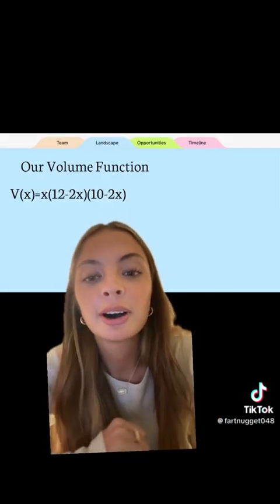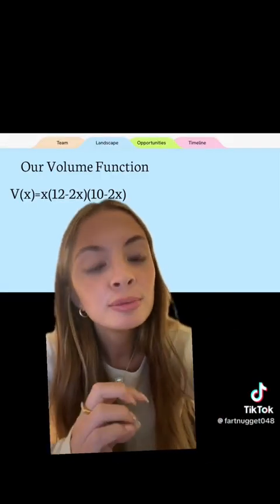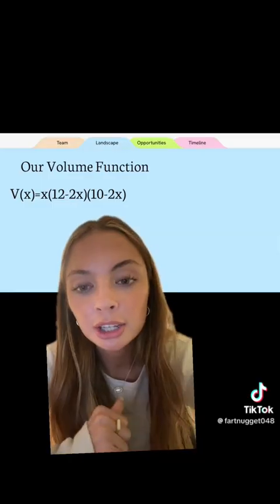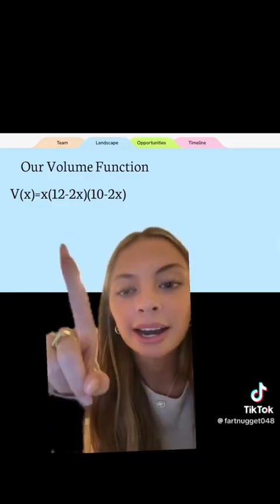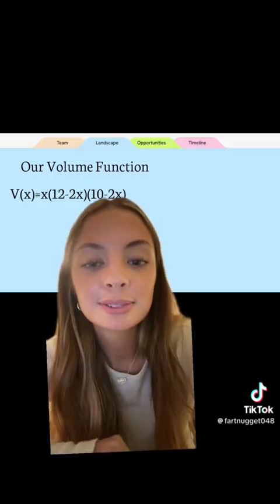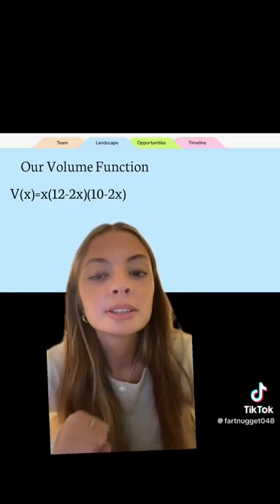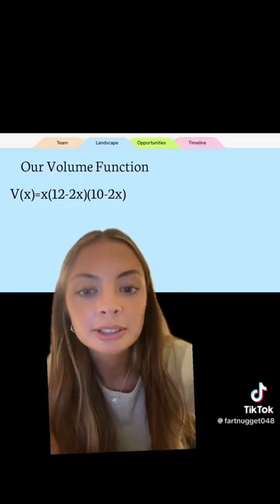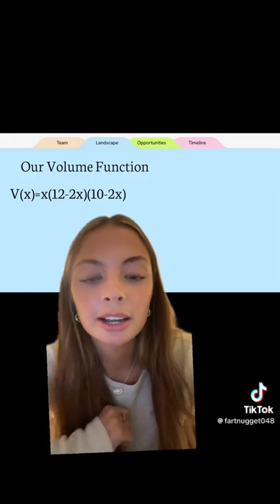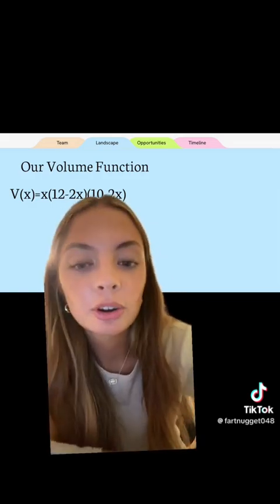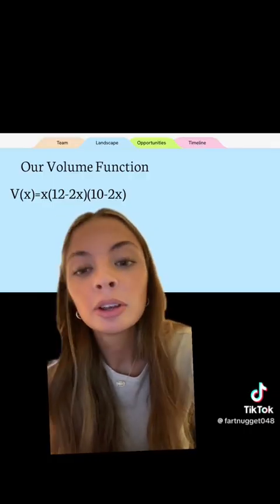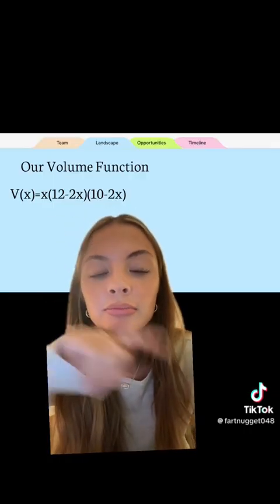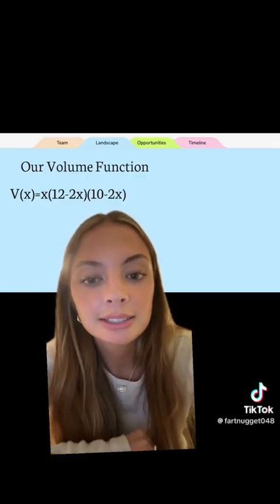Next, we are going to identify our volume function, which for a box is length times width times height, or height times length times width in this case. This function represents all possible volumes of the box depending on how large the cuts from the squares in the corner are. Our next step is to simplify this volume function by multiplying everything out.